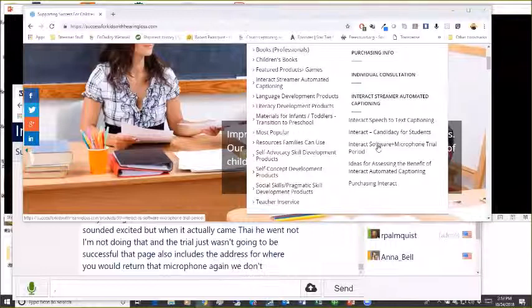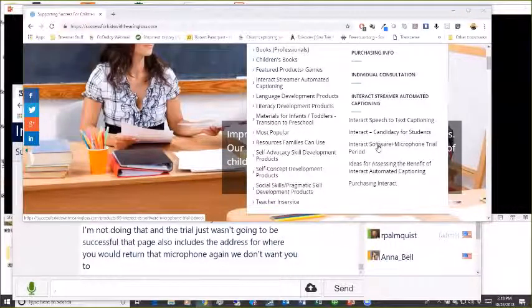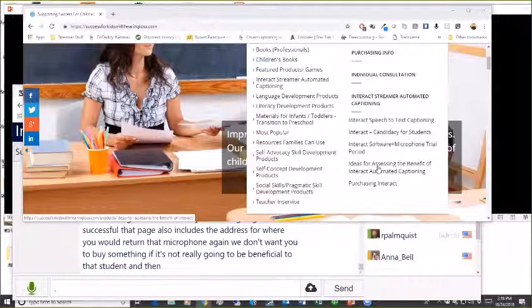Again, we don't want you to buy something if it's not really going to be beneficial to that student. And then you always have to wonder, how are we going to assess whether it's truly beneficial or not? So here's a page that just describes some ideas for that.